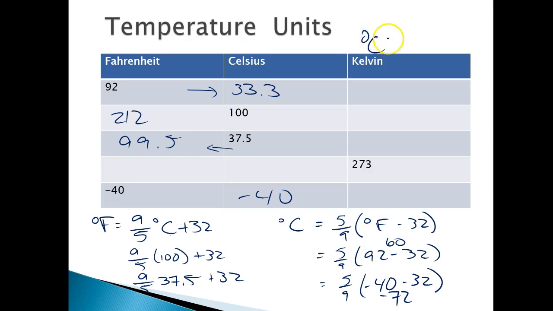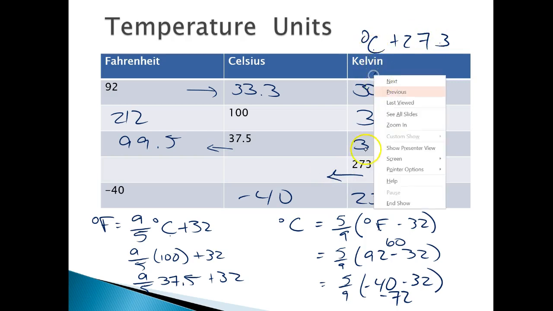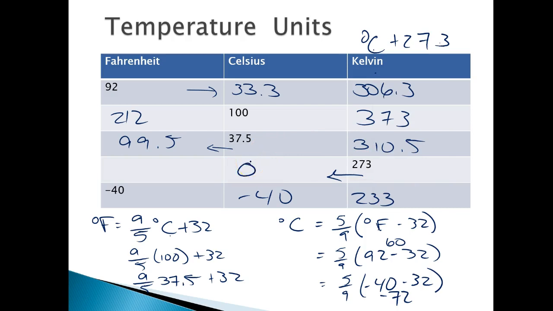Remember, to do Kelvin, all you do is take degree C and add 273. So this would be 33.3 plus 273 is 306.3. Add 273 here, you got 373. Add 37.5 plus 273, 310.5, and this will be 233. Okay, so that's relatively easy. Going this way, if I add 273 to the Celsius to get the Kelvin, to get Kelvin into Celsius, I subtract 273. That would be 0 in this case.